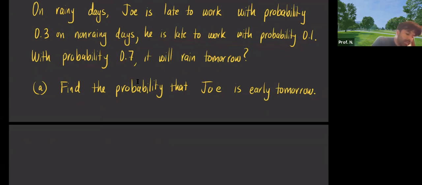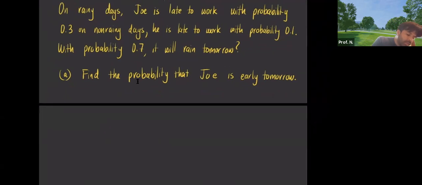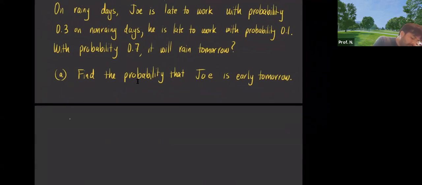So let's do this. Let L be the event that Joe is late. So the sample space is the space of Joe getting to work. Yeah, that's one way to think about it, right? Like he's going to go to work.